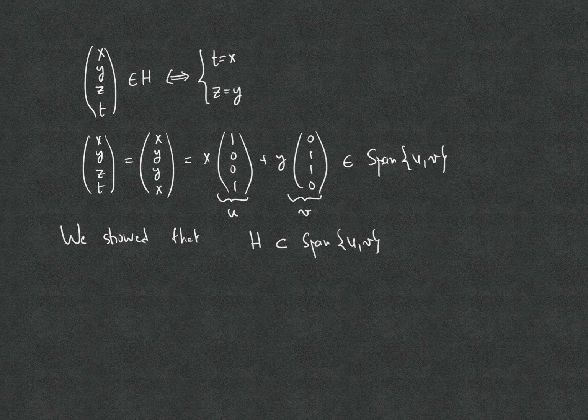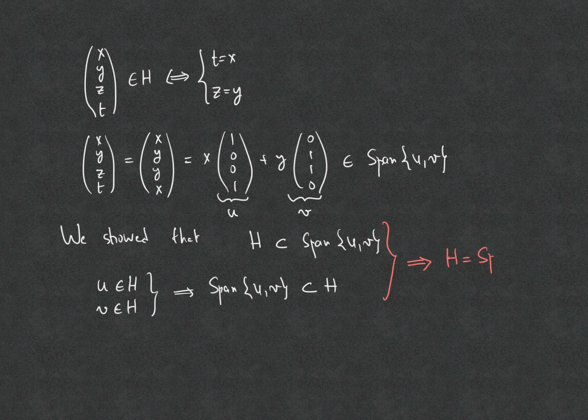Now, the other inclusion here is straightforward, and for that it's enough to notice that u is in H because the vector 1, 0, 0, 1 satisfies both equations that define H, and same for v, which means that any linear combination of u and v is also in H, since H is a subspace, so it's closed under linear combination. These two inclusions together mean that H is spanned by u and v. In other words, the vectors u and v span H.